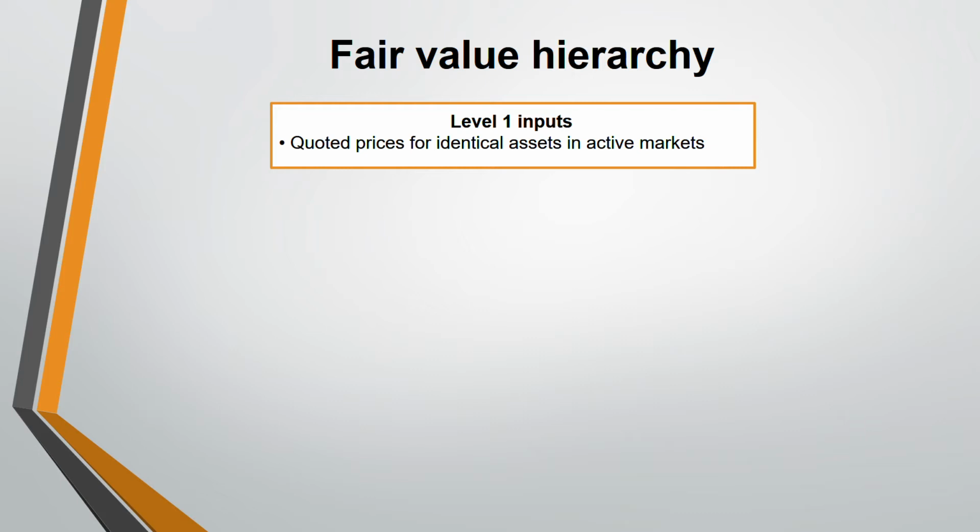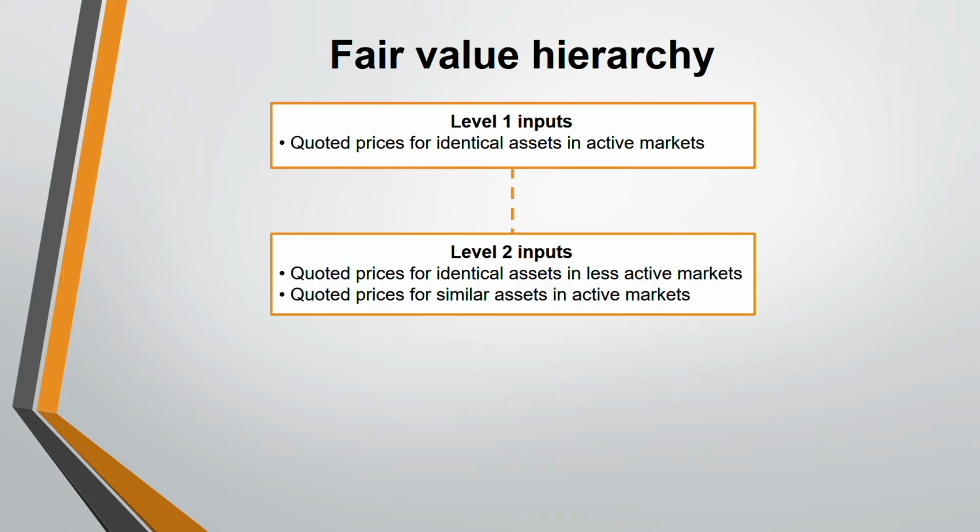So what are these three levels? Level 1 is the quoted price. This price you easily get in the market for identical assets. That means for the same iPhone, what is the price in the active market? It's very easy to find for the mobile phone, because the mobile phone is in a very active market. Active market means the buying and selling is very frequent and in huge volume. So it's easy to get the quoted prices for the identical asset. That is the best because that is the safest also. No risk is there.